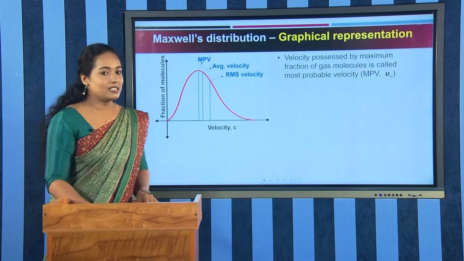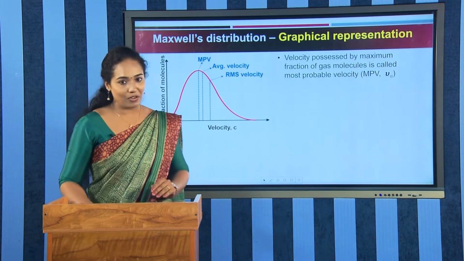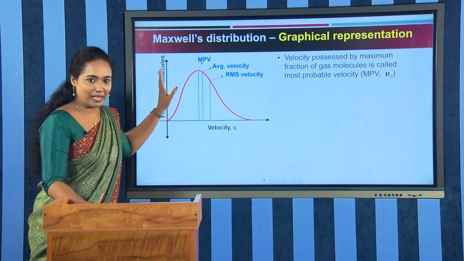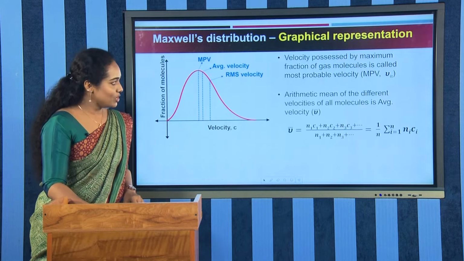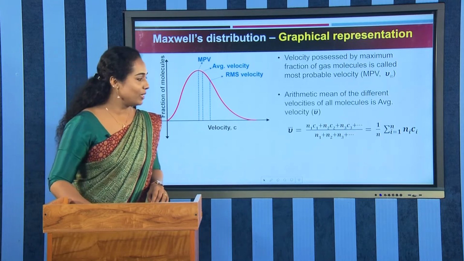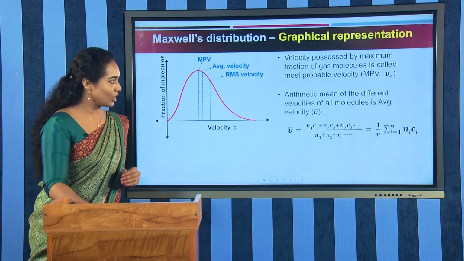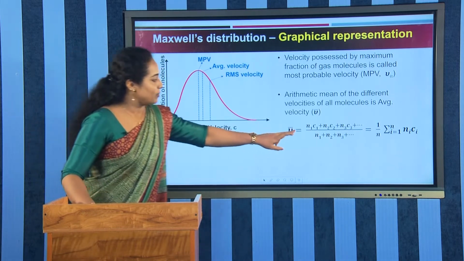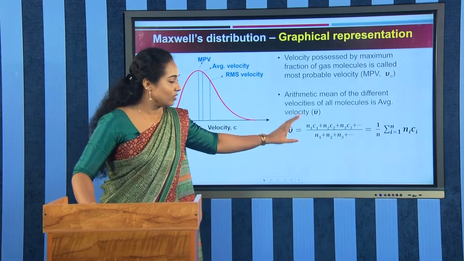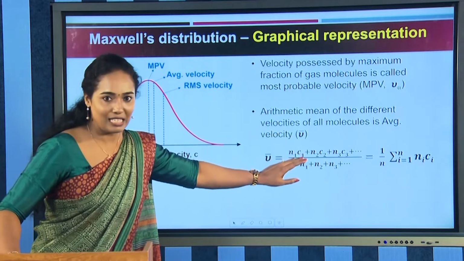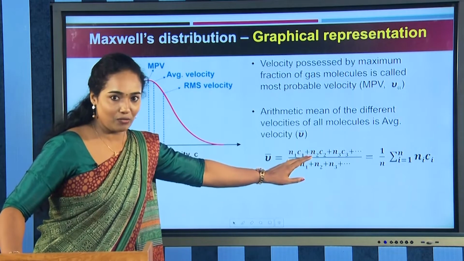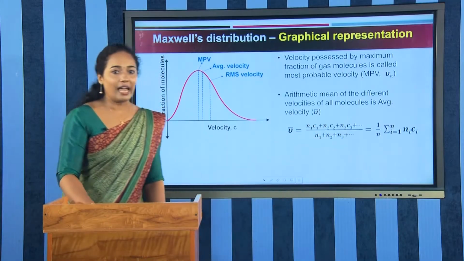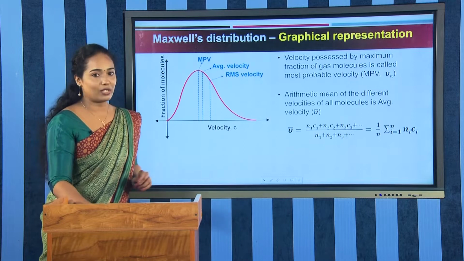Most probable velocity is actually the velocity possessed by the maximum fraction of gas molecules in a gaseous system. That means it represents the peak of this Maxwell distribution curve. The average velocity is the arithmetic mean of different velocities of all molecules. It has a mathematical representation where N1 is a particular fraction of gas molecules with C1 velocity, N2 is a particular fraction of gas molecules with C2 velocity, and so on. Those values we add and finally find the average, so as to get the average velocity.